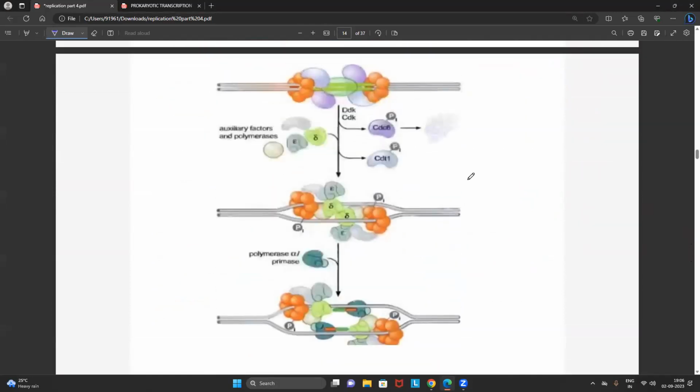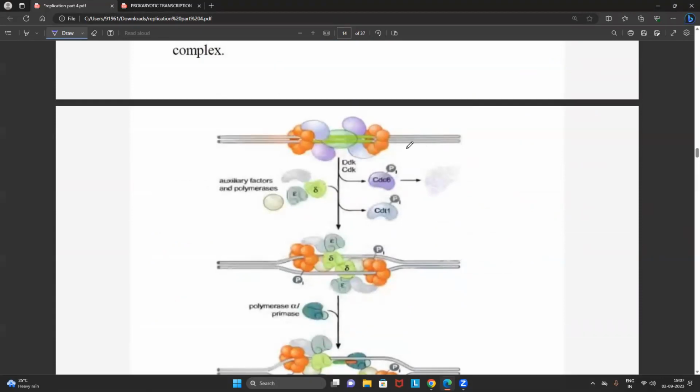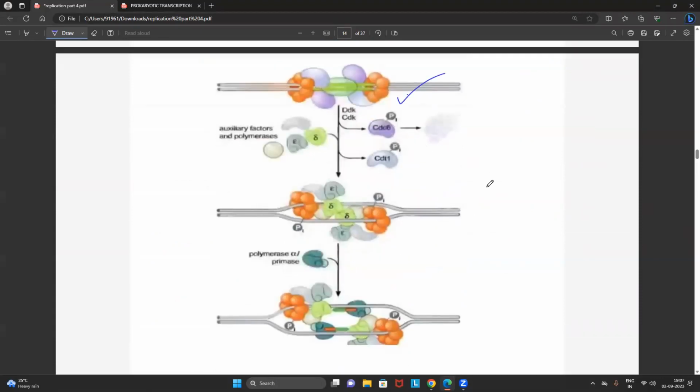Now, look into this. The protein called S-CDK: why did I use the word S-CDK? Because the protein CDK gets activated only in the S phase. That's why we call it S-CDK. Out of 6 subunits, it phosphorylates at least 5 subunits. The moment the helicase enzyme is phosphorylated, it starts opening the double-stranded DNA. You got that point very clearly.